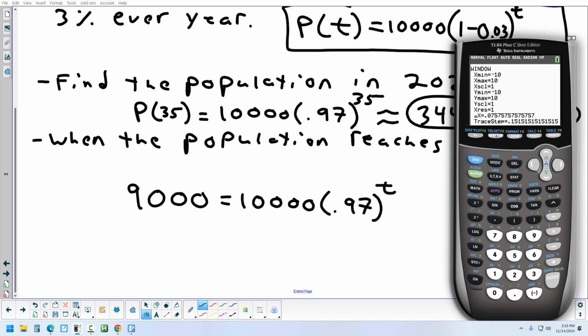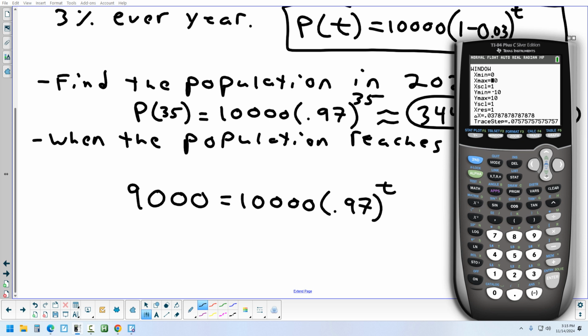Remember, x is taking the place of t. So what's x again? It's the time. So what's the smallest amount of time that could go by? That would be your x min. We could have less than a year. 0. Yeah. If no time goes by, then the population is 10,000.